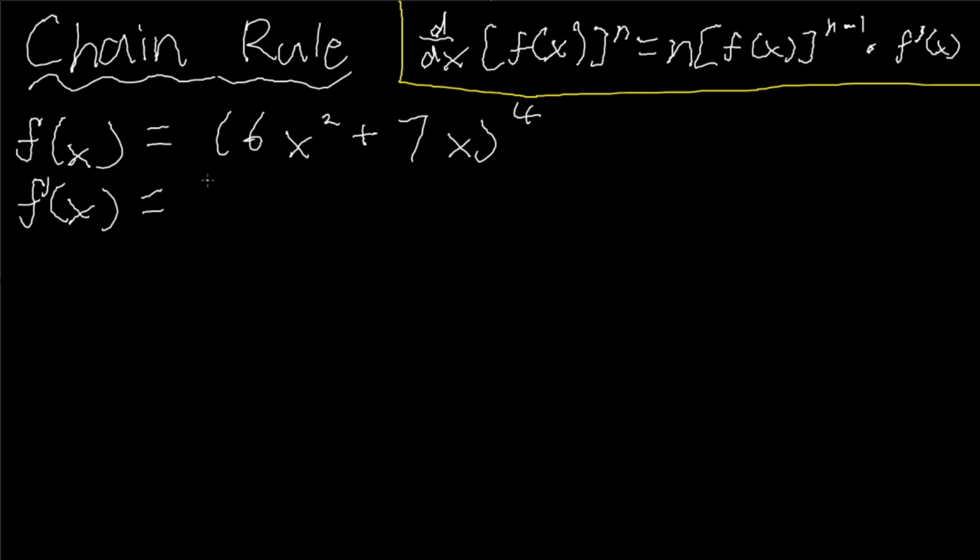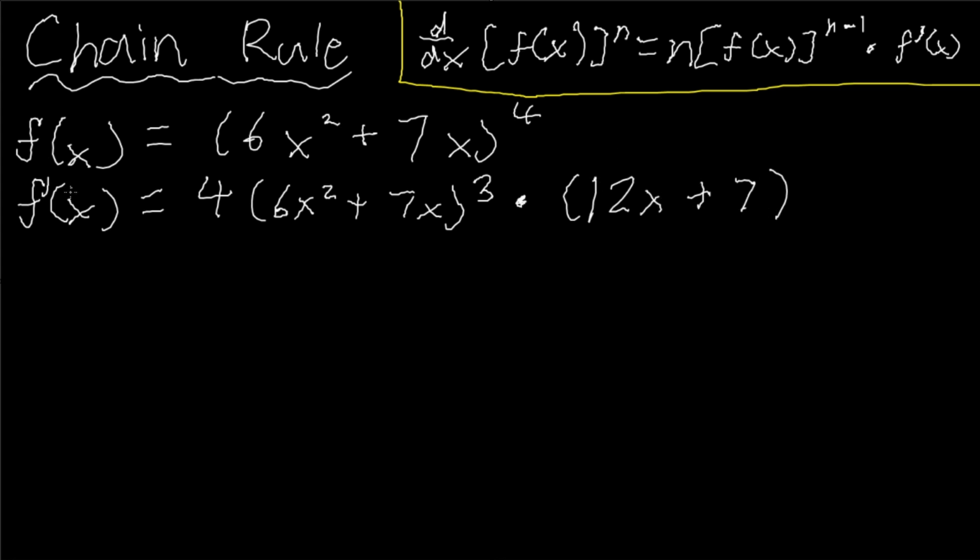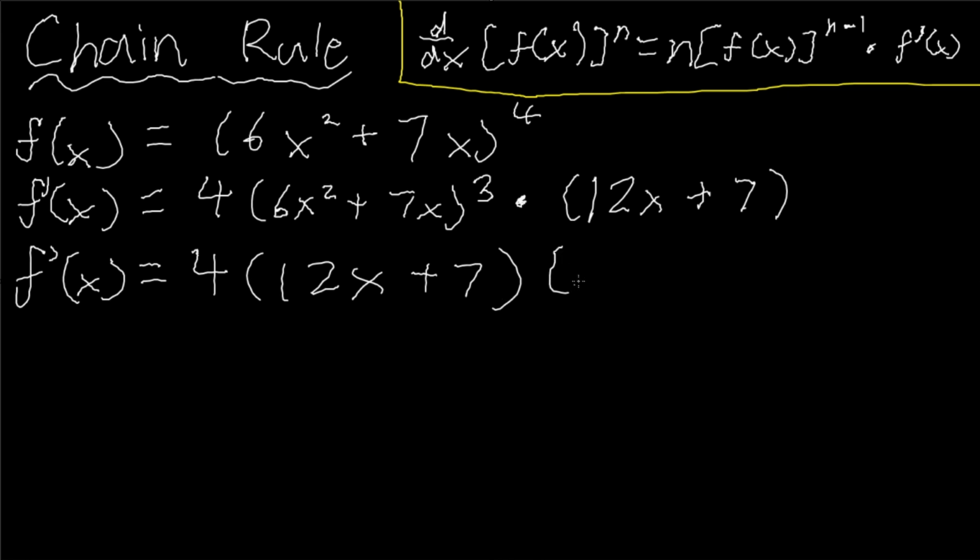So n, right? You bring the 4 here. (6x squared plus 7x), and 4 minus 1 is 3, times f prime of x, so basically just timesing the derivative of what's in this bracket right here. So 6 times 2 is 12x, plus 7. Okay, so 4 times (12x plus 7), times (6x squared plus 7x) to the power of 3. And that's basically it for this equation.